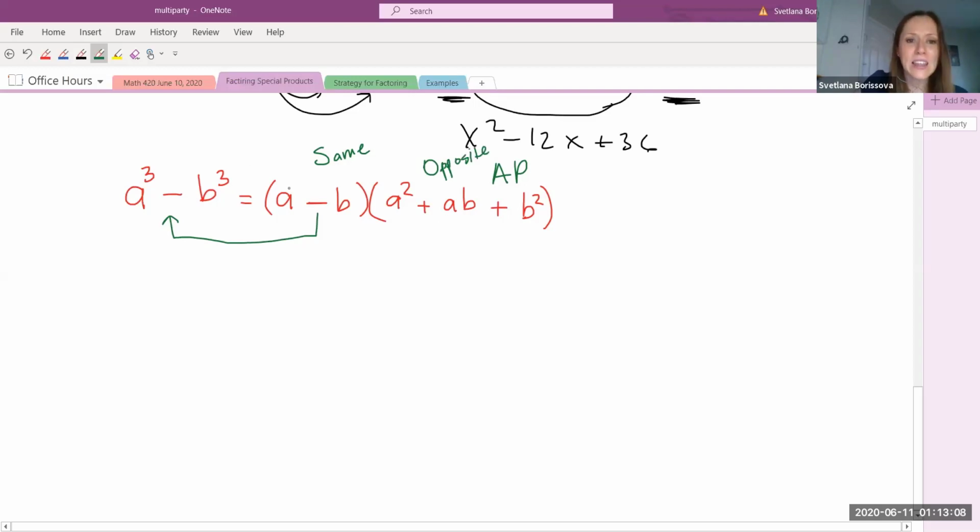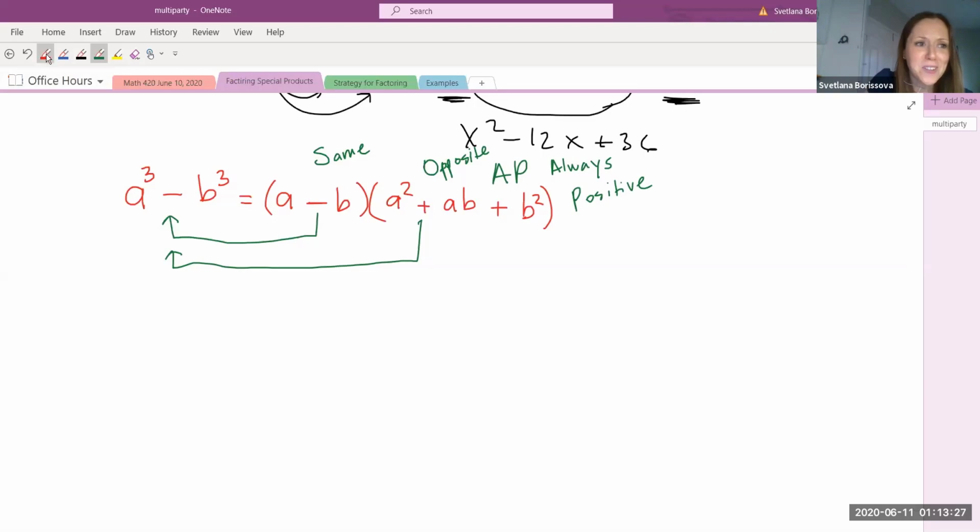Opposite. Well, in the original expression, it's minus. Here it's plus, so opposite, right? And AP stands for always positive. That's how you can remember the signs.